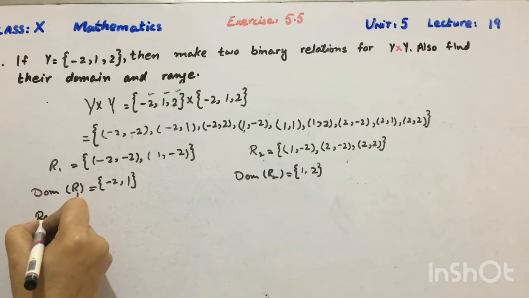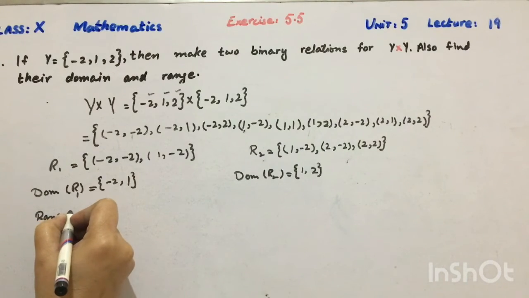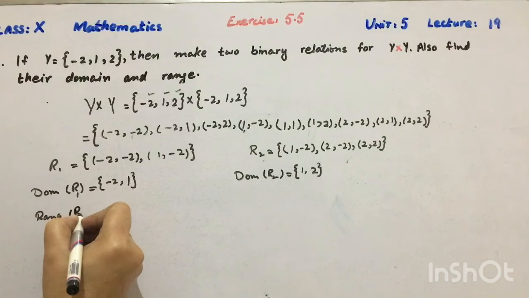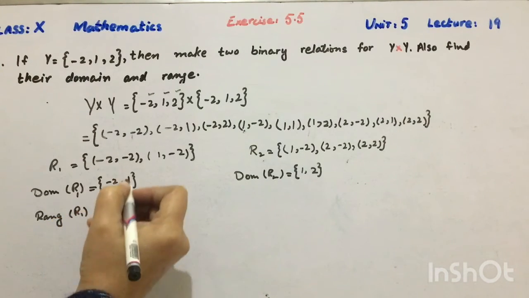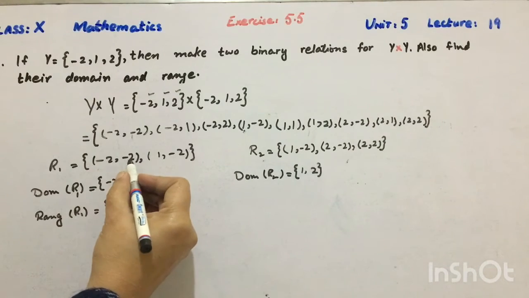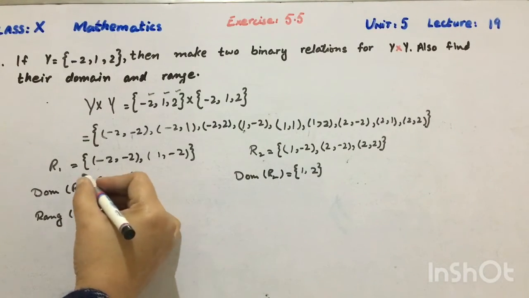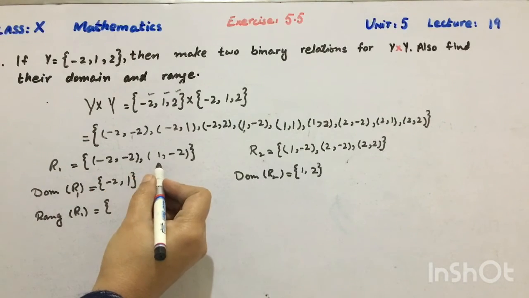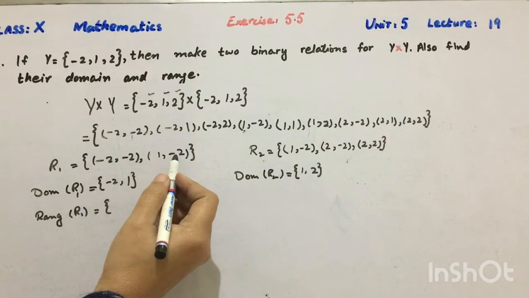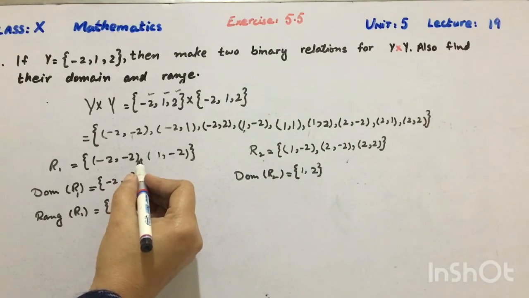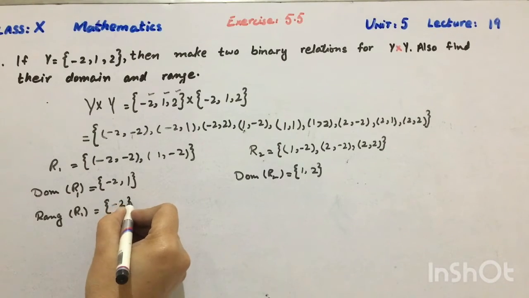Now range. Range is a set which is denoted by range. Range of relation 1. Range is the second element of each ordered pair of a relation. In this relation I have two ordered pairs, where -2 is the second element of both the pairs. So I am taking -2 only one time.